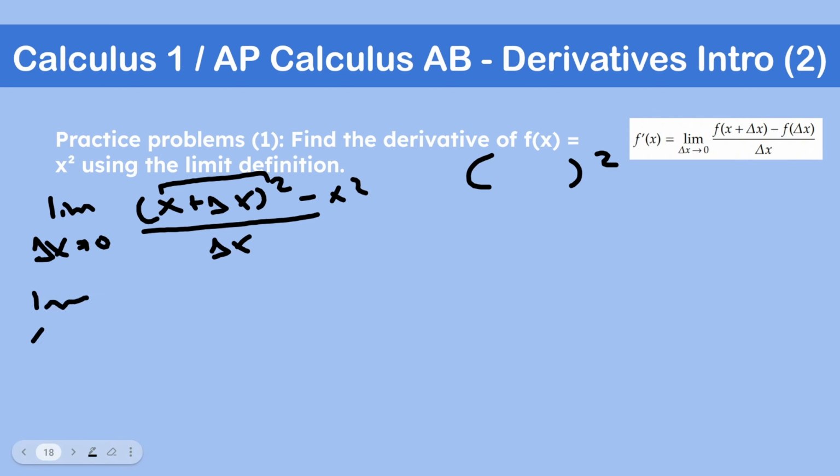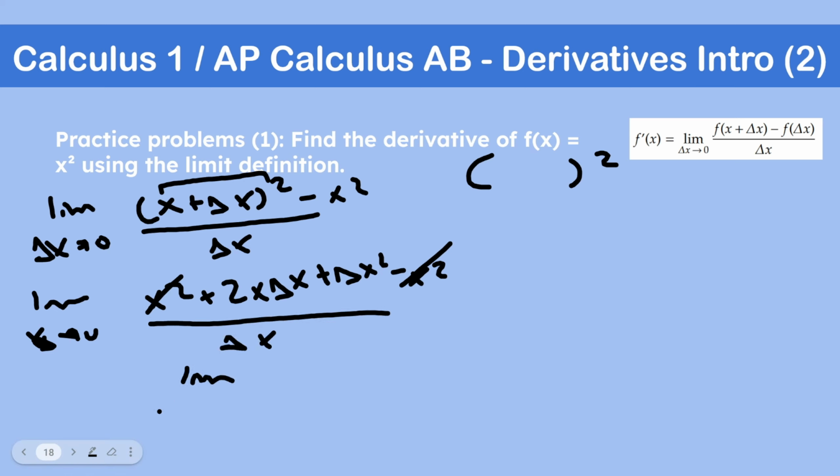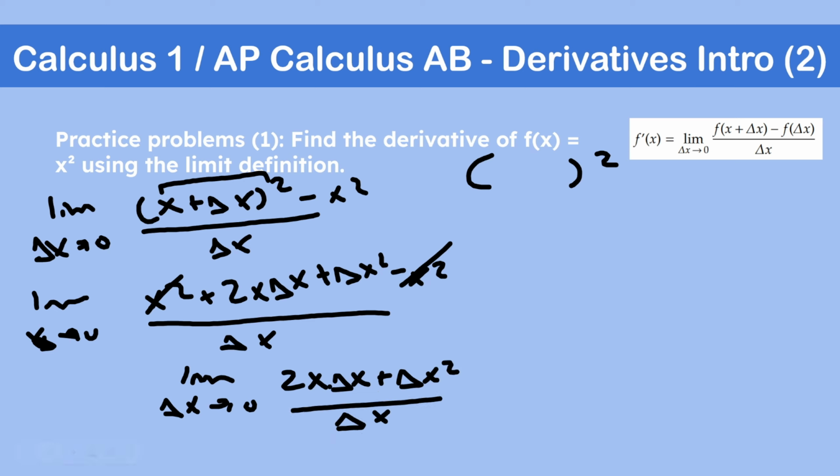Once you expand that, I'm sorry for the bad handwriting, you get x squared plus 2x change in x plus change in x squared, minus x squared cancels out, all divided by change in x. So now you have the limit as change in x approaches 0 of 2x change in x plus change in x squared over change in x. You can cancel this term out, but you're still left with a change in x.